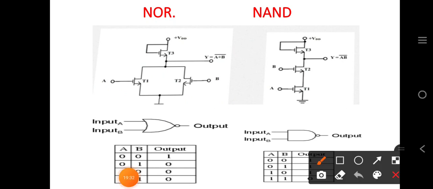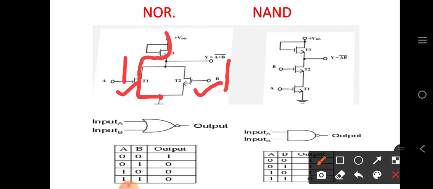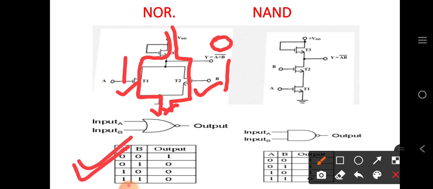And the last one, that is if both the inputs are high, then this will be in saturation region and this also will be in saturation region, thus the current will come and go towards this direction, current will pass through T2 and will get grounded, so the output at Y is equal to 0. These are the 4 conditions for the NOR gate.